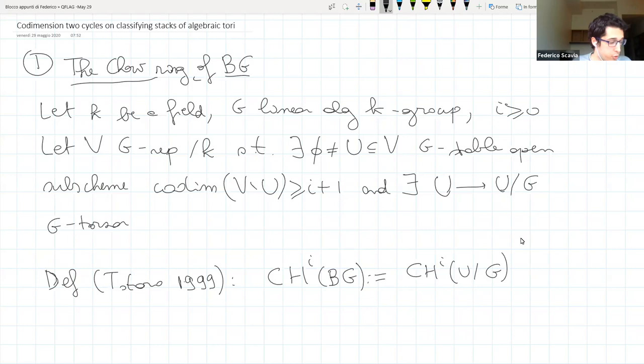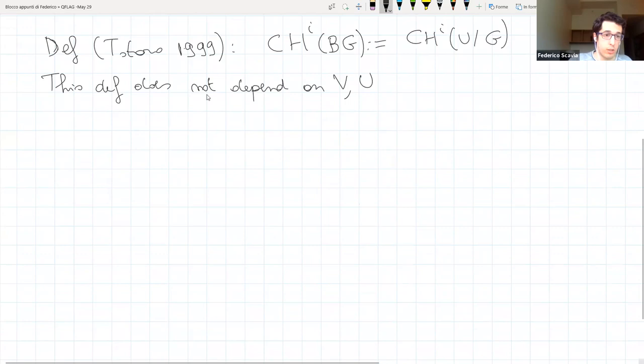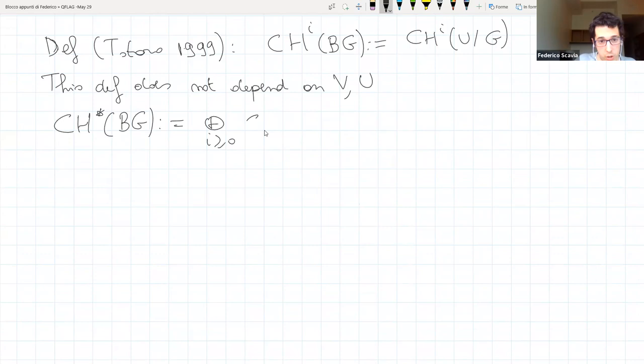The definition involves the choice of V and U, but it actually does not depend on this choice. And then one defines the Chow ring, Chow star of BG, as the direct sum for i greater than or equal to zero of all these Chow groups of BG. It's an abelian group, but it's also a graded ring. So this is graded by codimension.